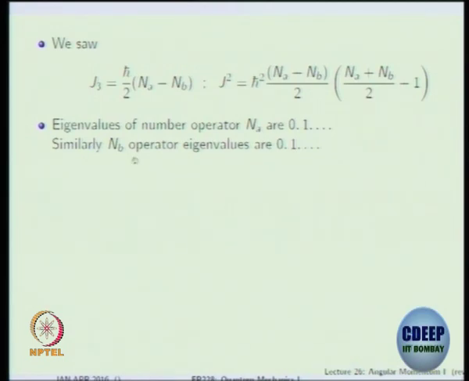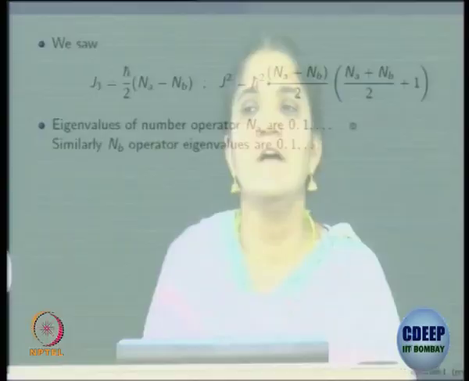Similarly, the number operator for the B oscillator is also similar. They are independent. It's not required that if you find the number operator eigenvalue of Na to be in the first excited state, then Nb has to be in the second excited state or some other excited state or ground state. They are independent oscillators.